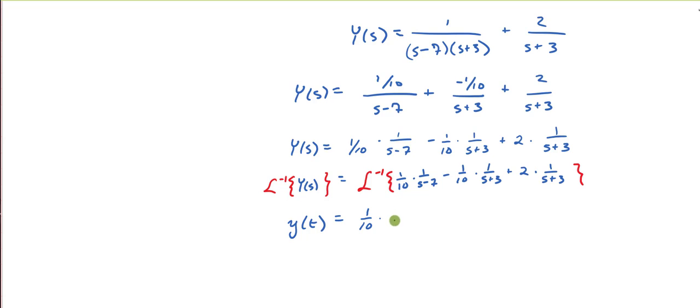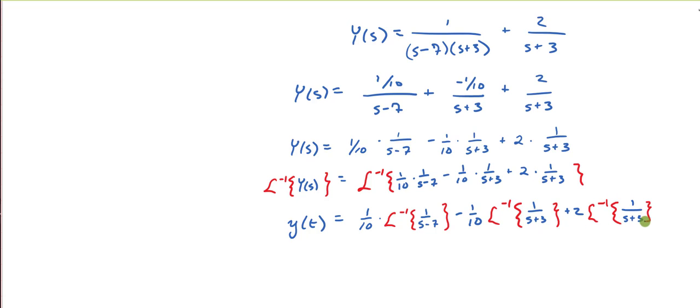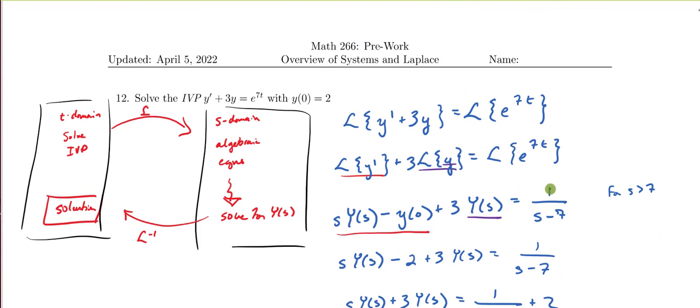Let me keep that as red just to be consistent. Times the inverse transform of 1 over s minus 7. And I'll just fill this out. And so now I can take the inverse transform of each one of those functions, and I recognize this as simply being the result of having done the Laplace transform of e to the 7t. That should look familiar. That's how we got that original 1 over s minus 7. So when I did the Laplace transform of e to the 7t, that's what I ended up with.